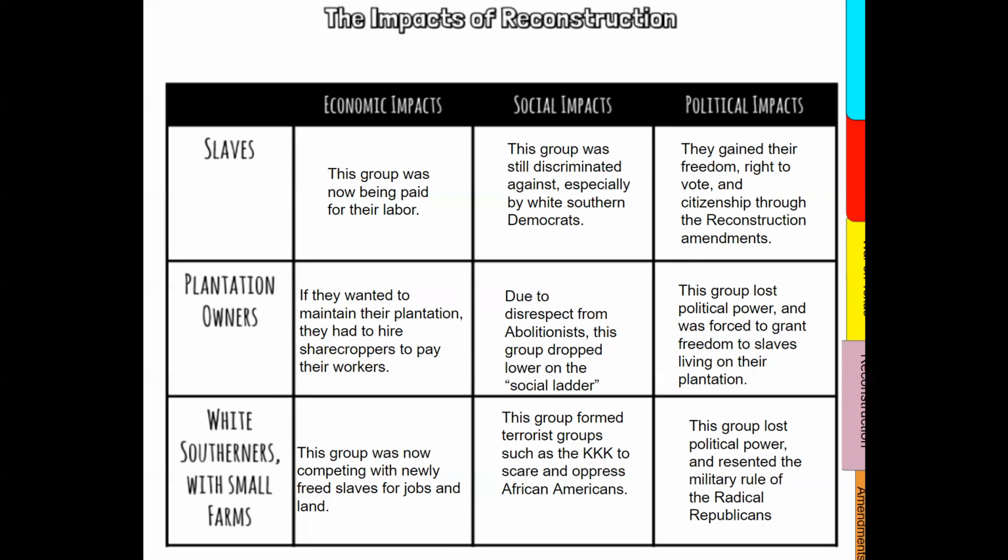White Southerners with small farms, who were able to do well in the beginning, were now competing with newly freed slaves for jobs and land, which really did hurt them. A social impact was that this group formed terrorist groups such as the Ku Klux Klan to scare and oppress African Americans. And a political impact for this particular group was that they lost power and resented the military rule that was implemented by the radical Republicans. So it made things a little bit worse for African American communities at this time.